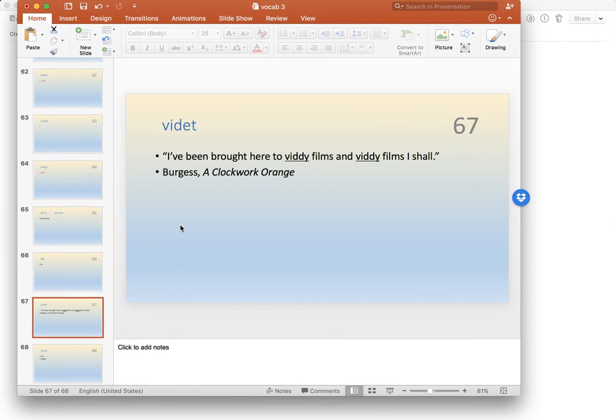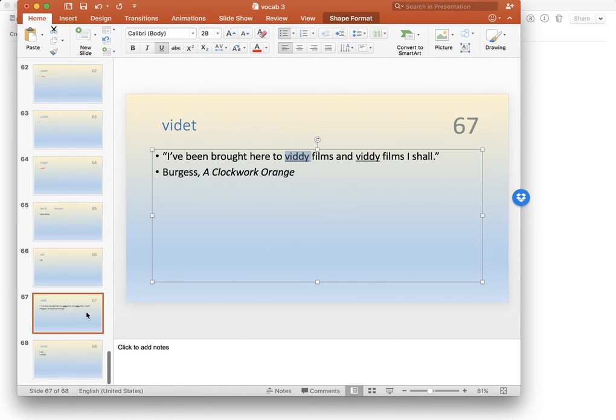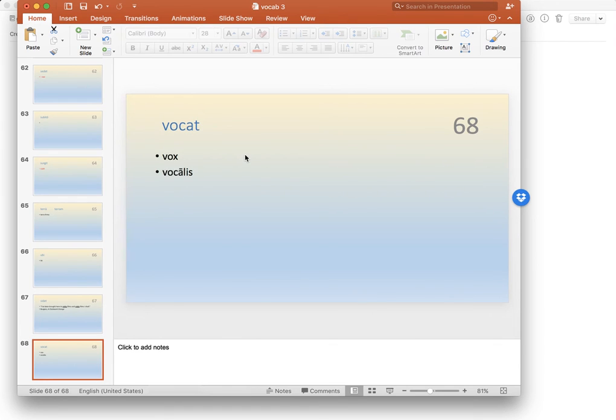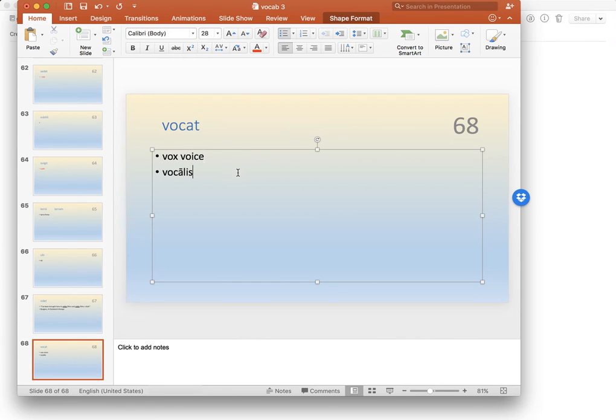Vidit means sees. This is just a quote from A Clockwork Orange where he makes up this word vidi that means sees. You don't need to know that. Vocat means calls. The noun of vocat is vox, voice, and the adjective of that is vocalis, vocal. So this is a voice, this is a vocal. Okay, that's all.